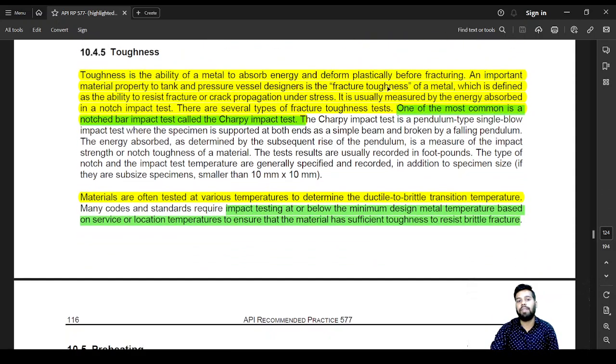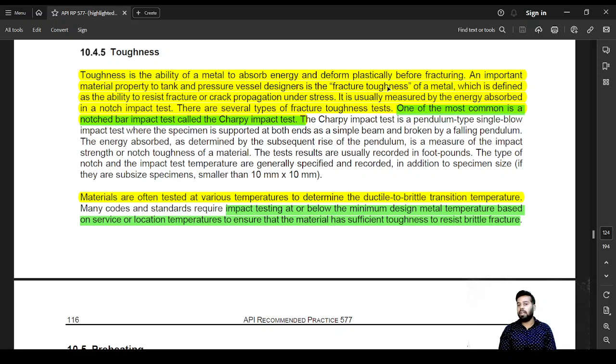Next is toughness. Toughness is basically defined as the amount of energy absorbed by a specimen while impact load is applied to it. There are various tests that you can do. The most common is a notch toughness test, such as Charpy's impact test. Toughness is the ability of a material to absorb energy and deform plastically before fracturing. An important material property to tank and pressure vessel designers is the fracture toughness of the metal, which is defined as the ability to resist fracture or crack propagation under stress. It is usually measured by energy absorbed in a notch impact test.